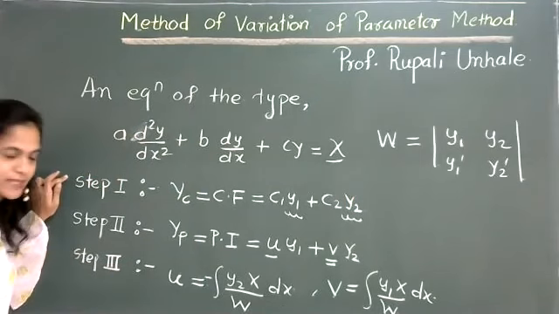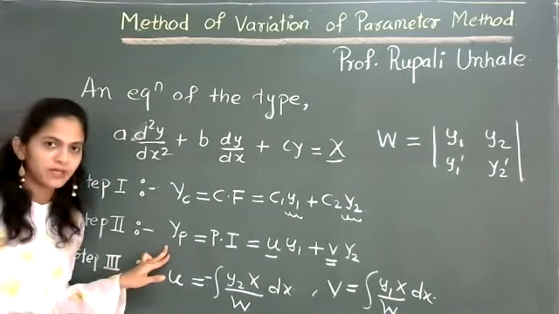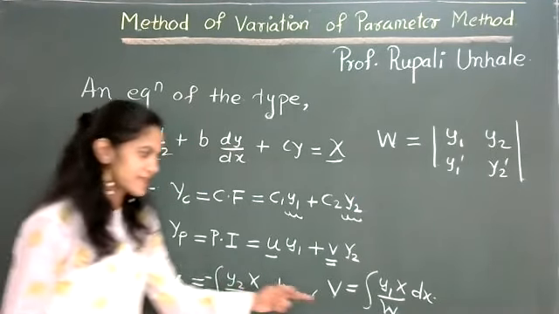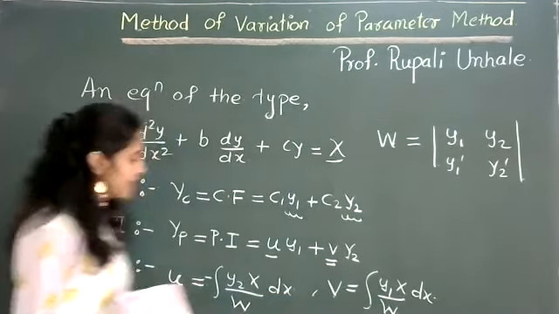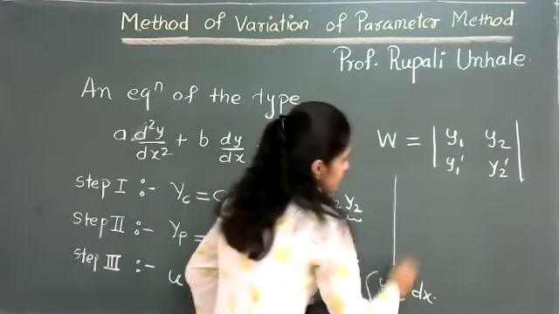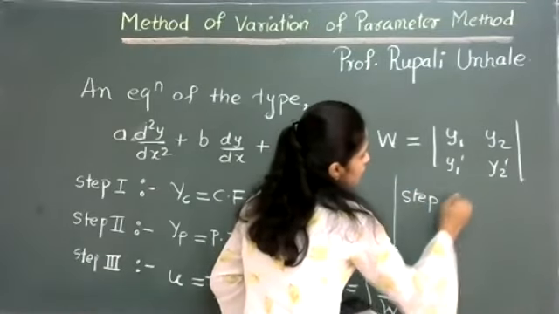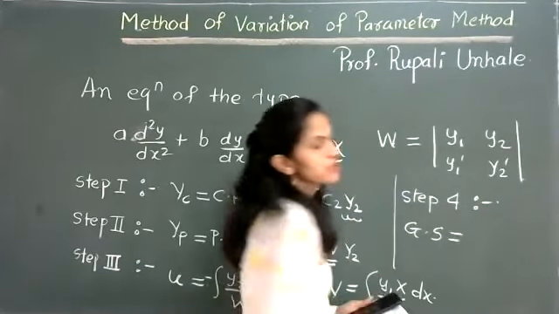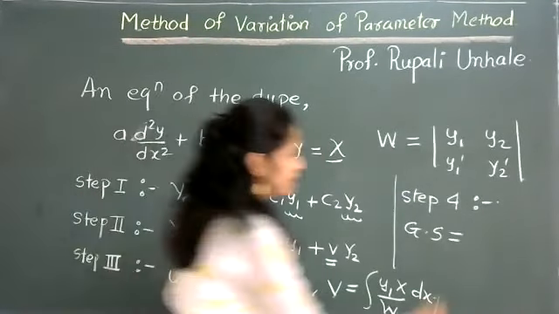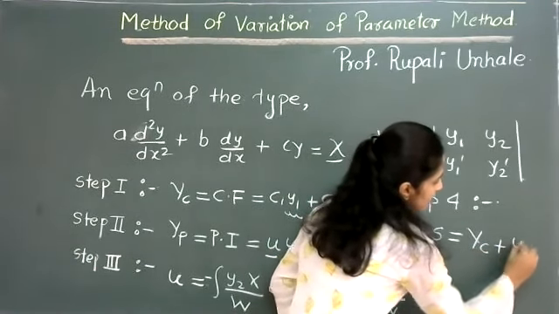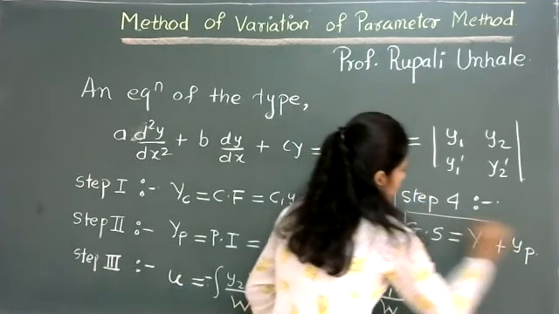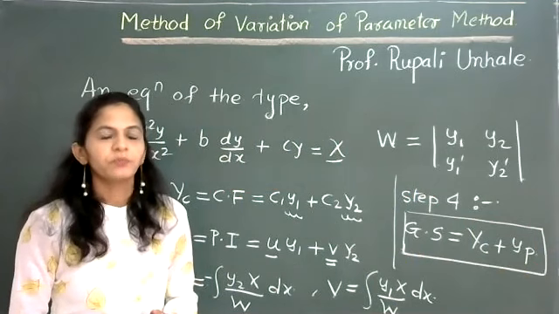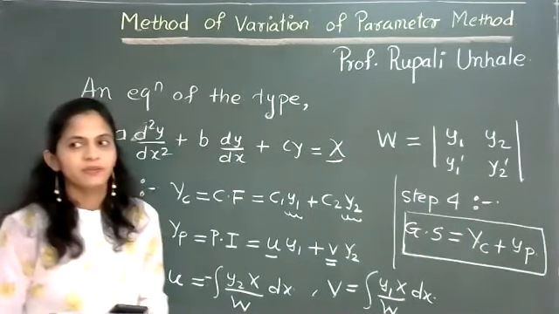So step number 1 is find out yc. Step number 2 is find out the particular integral, for which we will find u, v and W. And the last step, step number 4, we will write the general solution. The general solution of the linear differential equation is yc plus yp. So this is the procedure to find the general solution by the method of variation of parameters.